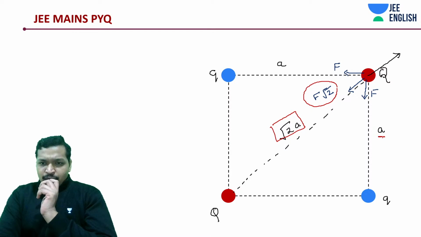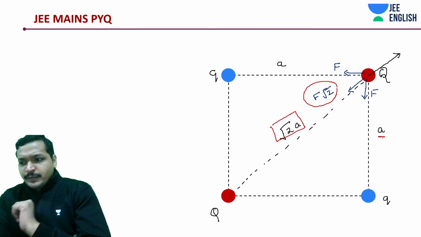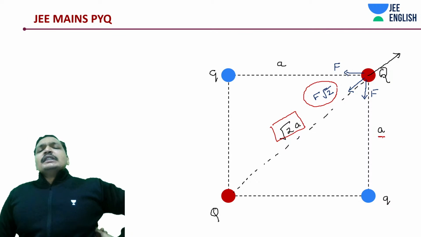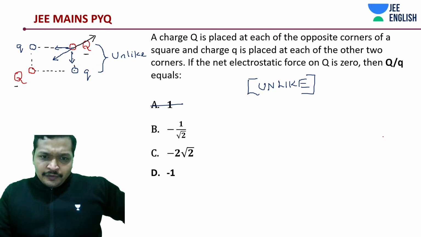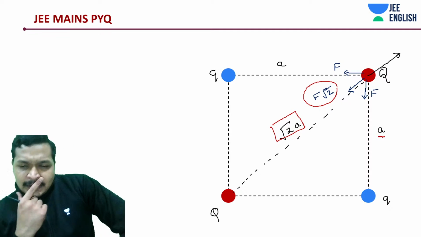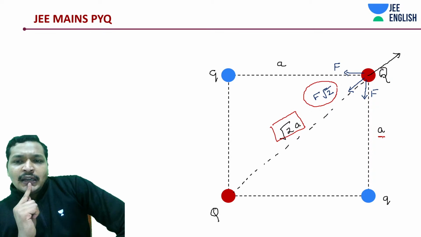I mean 1 by 2 root 2, right? Because this charge magnitude should be less. Okay. I think one of the options has been missed out, or probably something like that. Just give me a moment.